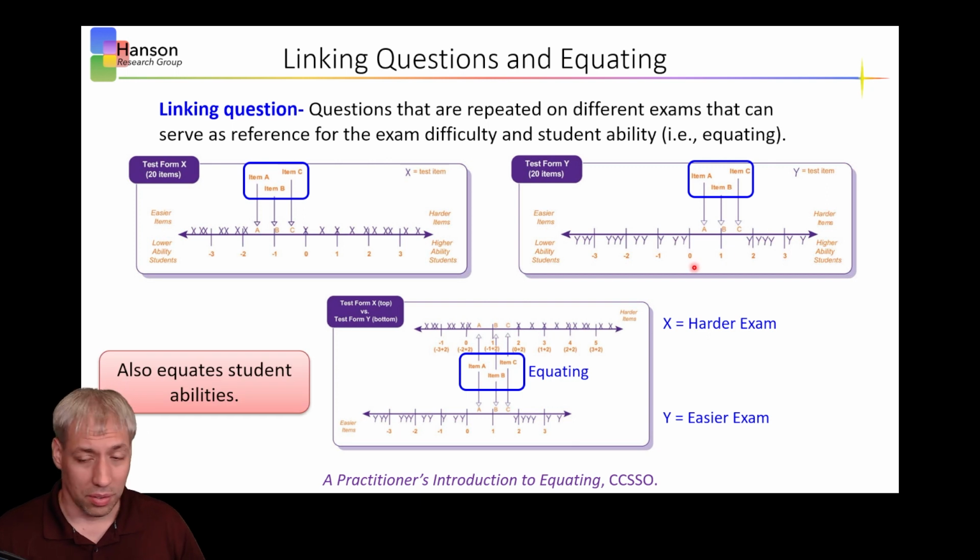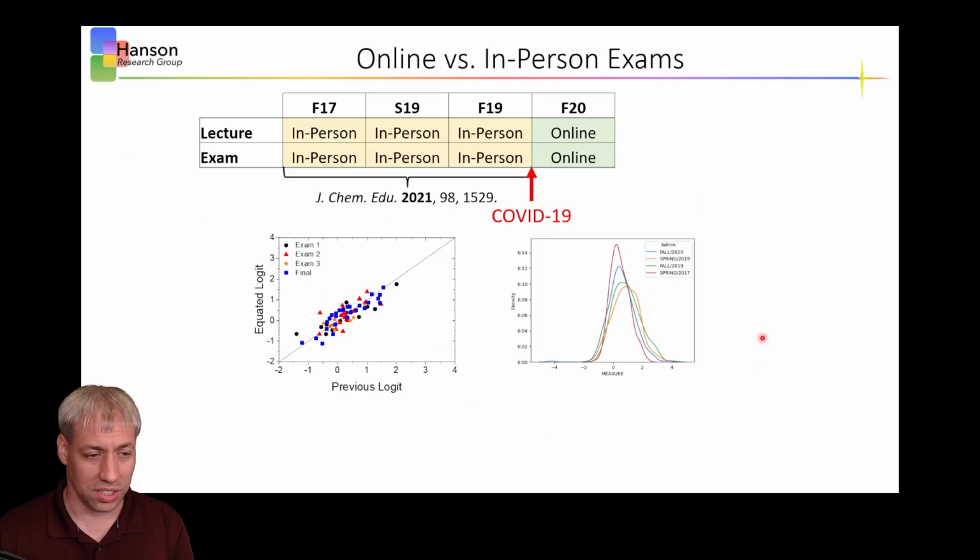Not only that, but it also lets you, through the right plot in the equating, equate student abilities on the same scale. And so it's a really powerful tool if you implement these linking questions. And so we did that comparing fall of 2020 versus the previous 3 semesters.